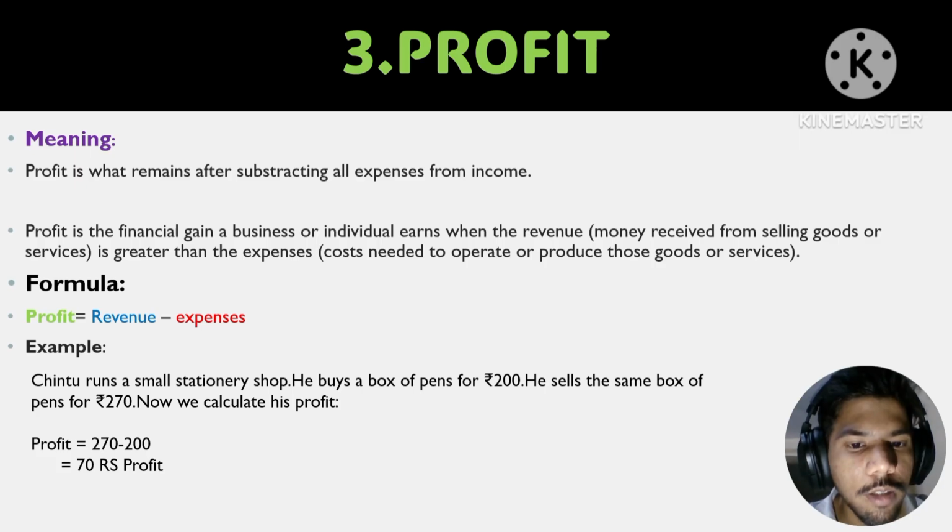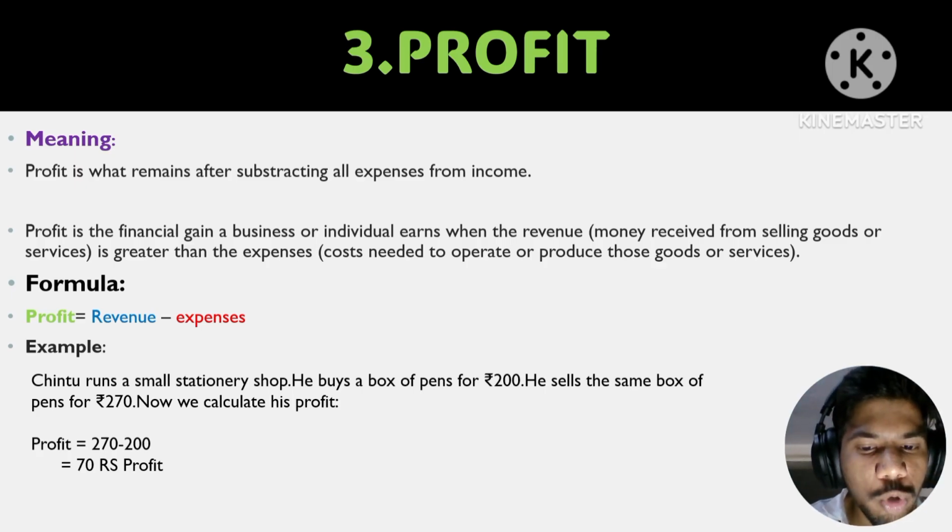So Chintu runs a small stationery shop. He buys a box of pens for 200 rupees and then he sells the same box of pens for 270 rupees. So now we can calculate the profit using the formula. Profit is equal to 270 minus 200, which is 70 rupees. So in this whole transaction, the 70 rupees, the extra money charged by Chintu, is profit.